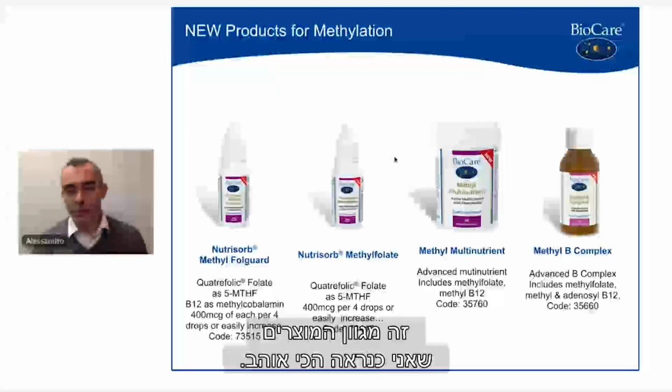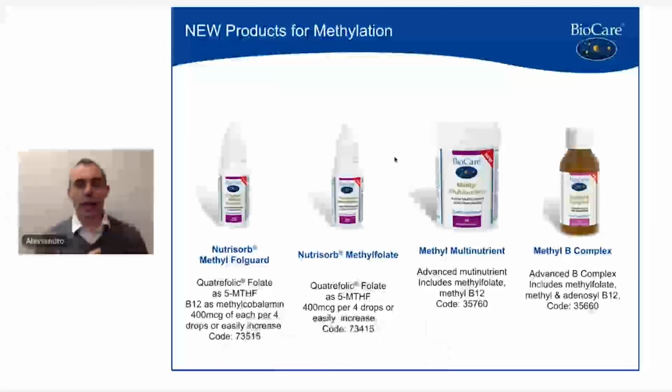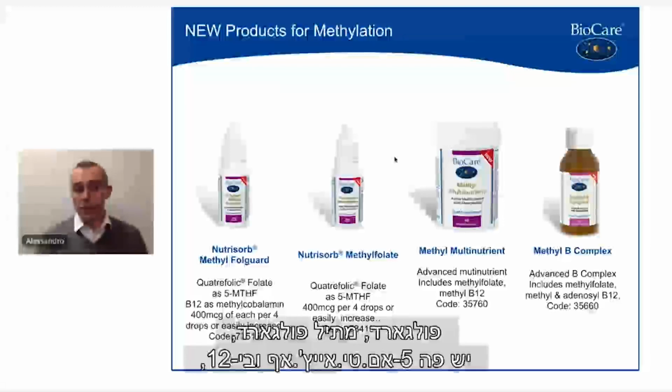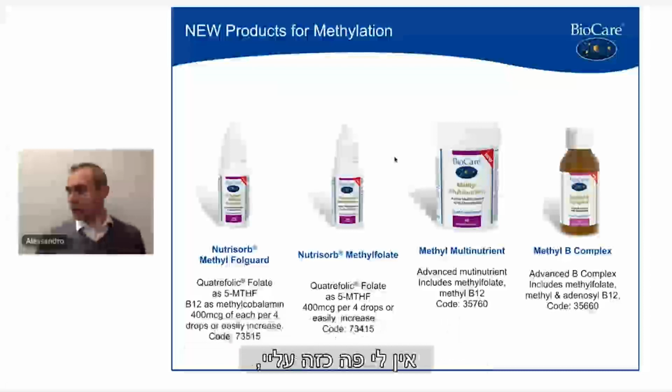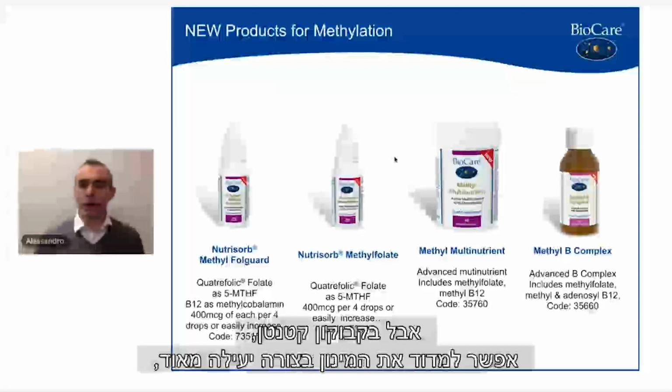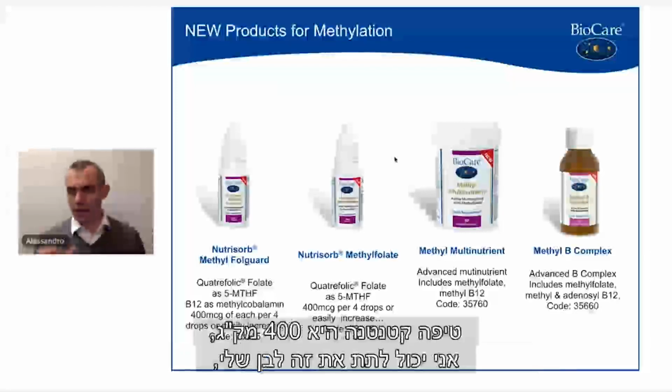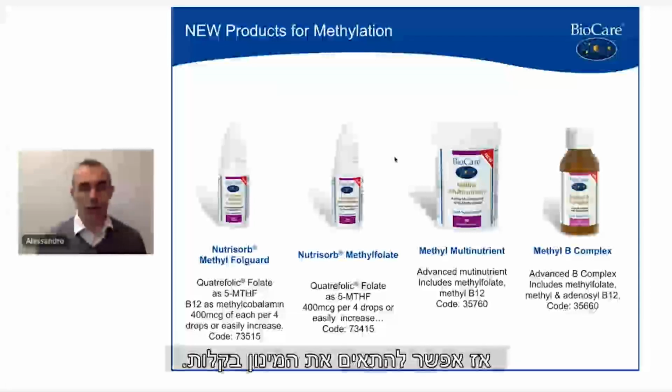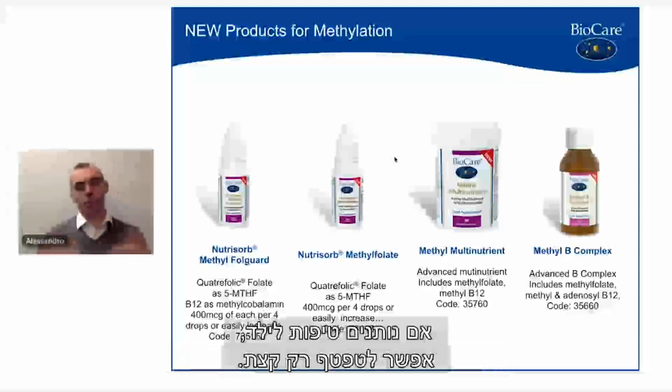This is the range that I probably love the most. Folgard, so methyl Folgard, this is your 5-MTHF and B12. I don't have one here with me, but it's a tiny little pot. Dosage can be done very, very efficiently. Just a tiny drop is 100 micrograms. I can use it with my son. It's highly upscalable and downscalable. So for an adult you have 10 drops. For a child, if needed, you can have just a few.